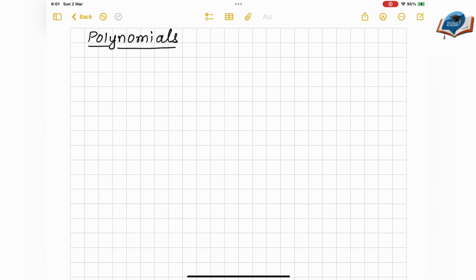Now, let us start with the new topic, that is polynomial. First, let us understand its general formula. So, polynomial's general formula, I can say, will be in the form of a0 x raised to n plus a1 x raised to n minus 1 plus a2 x raised to n minus 2 plus dot dot dot till an.